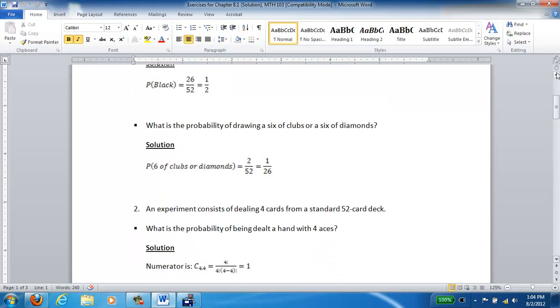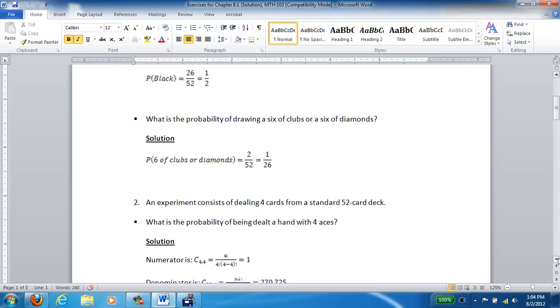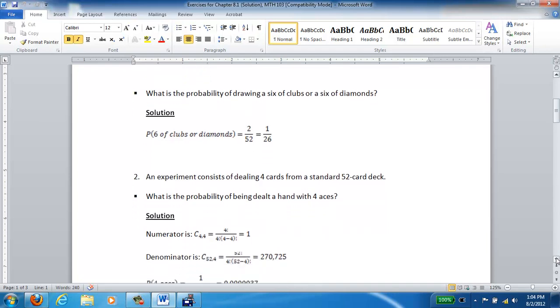Number 2. An experiment consists of dealing 4 cards from a deck of cards. Don't forget, on the previous example we have to pick up 1 card. In this case we have to choose 4 cards, so we have to work with combinations. So what is the probability to have 4 aces? In this case we have 4 aces and we want all of them, so it is a combination of 4 and 4. And then we have 52 cards to choose 4. So the denominator will be combinations of 52 and 4.